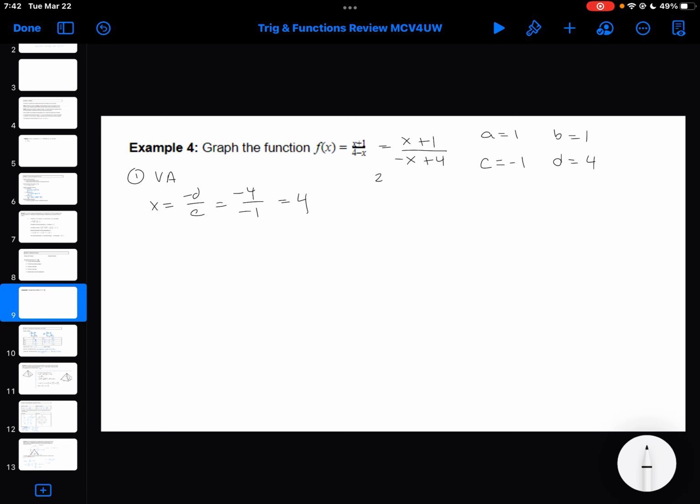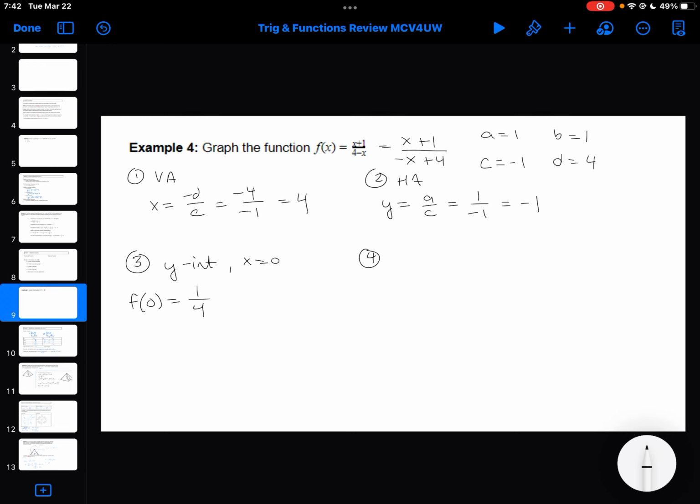Then I'm going to find my horizontal asymptote, which is going to be a over c, which is 1 over minus 1. So my horizontal asymptote is y equals minus 1. The third thing that I'm going to do is find my y-intercept. So I'm going to set x equal to 0. So I get 1 over 4.